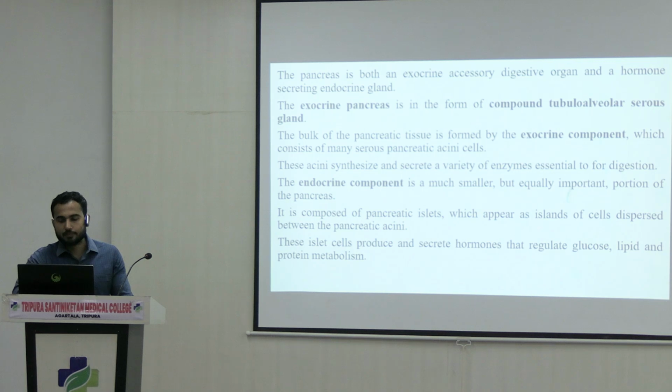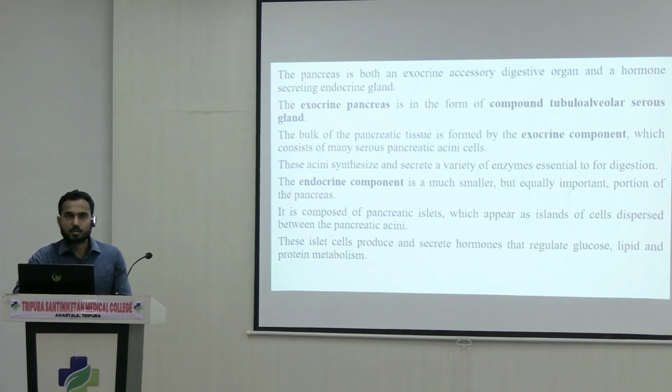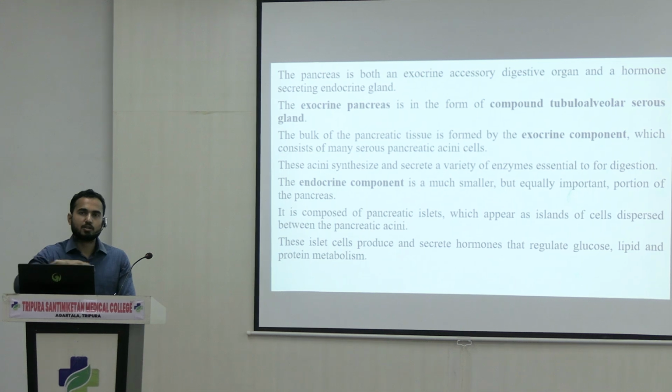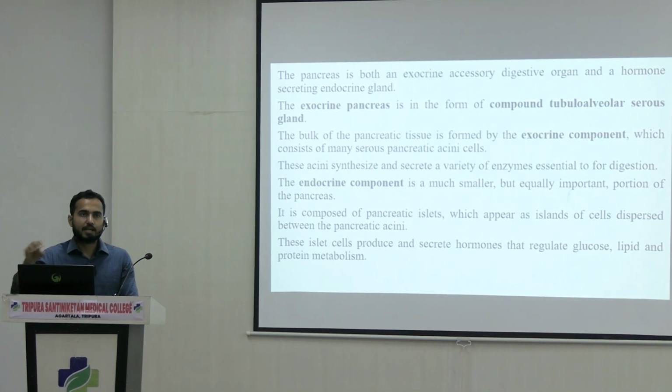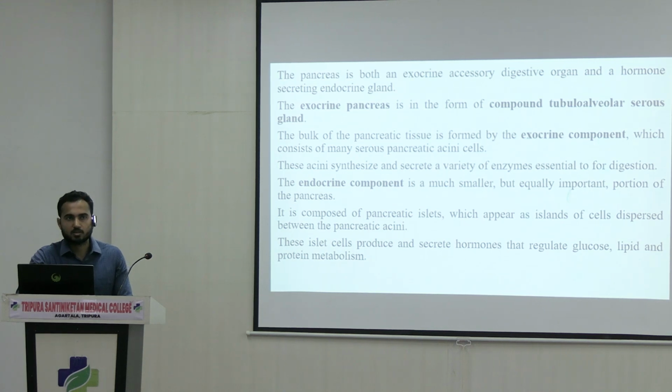Now, if you see the appearance of the pancreatic islets, these are in the form of islands of cells dispersed between the pancreatic acini. So pancreatic acini will be there throughout the gland, and in between them, in some areas, the islands of cells will be present. Those are called pancreatic islets or islets of Langerhans. Now, the islet cells produce and secrete hormones. So the cells of the islets, what is the main function?